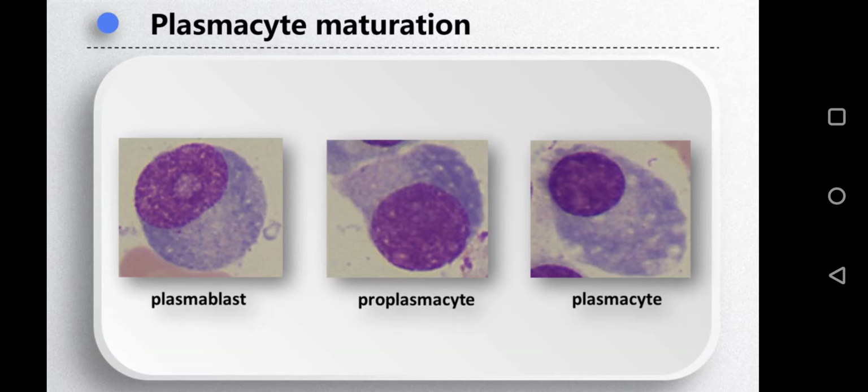Plasma cells also have 3 stages: plasmablast, proplasmacyte, and plasmacyte. We can see the shape of the cell. The nucleus is always on one side of the whole cell.